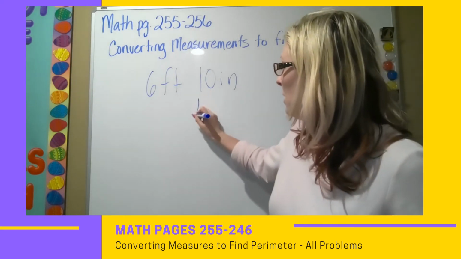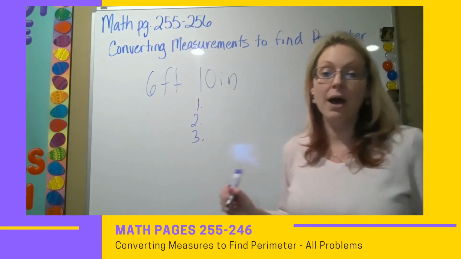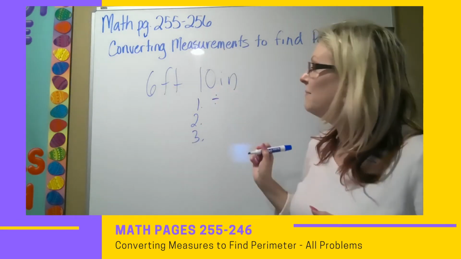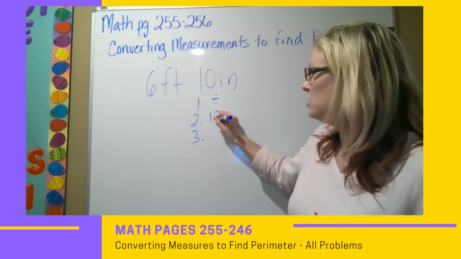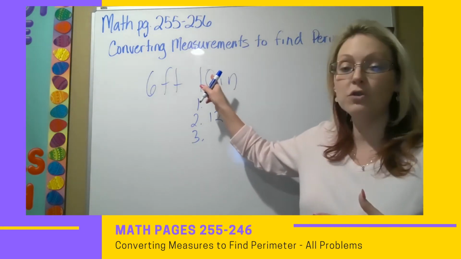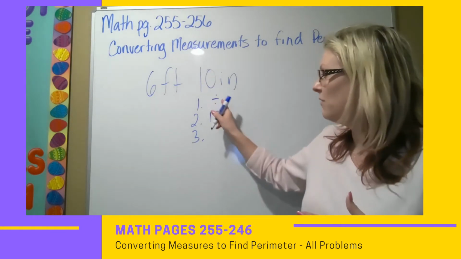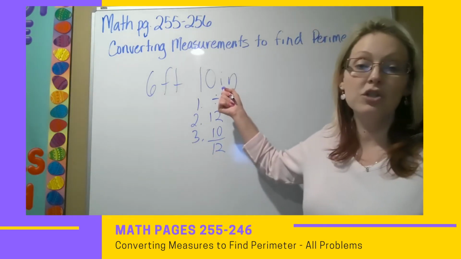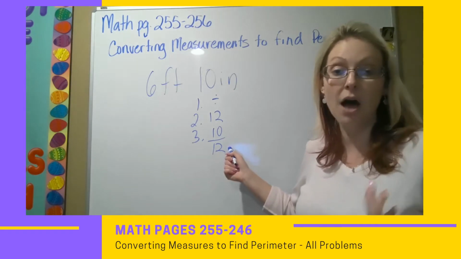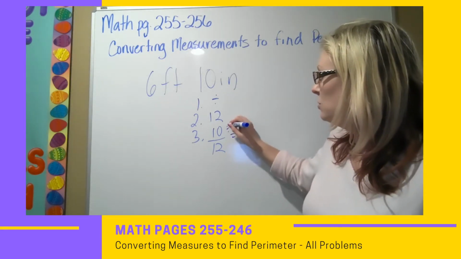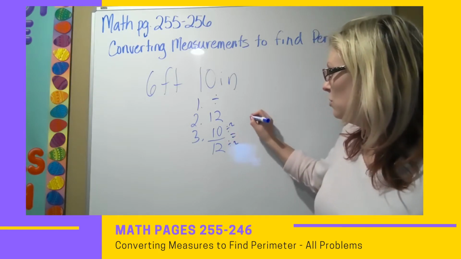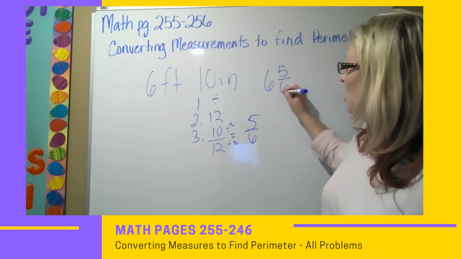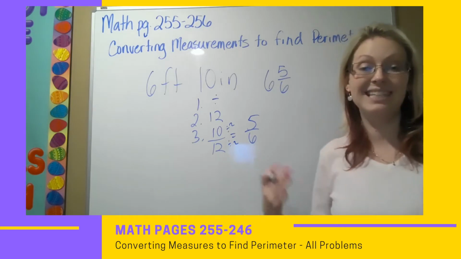If I were to do my 1, 2, and 3, we would know how to convert. I want to go smaller to larger, so I'm going to divide. And I know that there are 12 inches in a foot, so then I would have 10 divided by 12. That means that I now changed my 10 inches into 10/12 of a foot. Obviously, I can reduce that by dividing by 2, which gives me 5/6. So he is 6 and 5/6 feet tall.